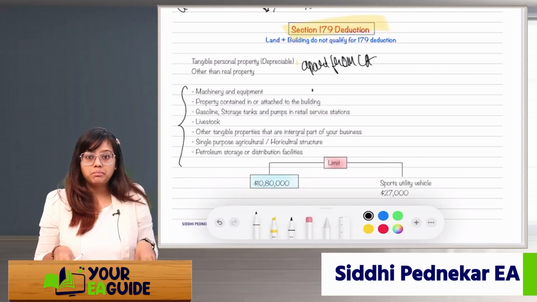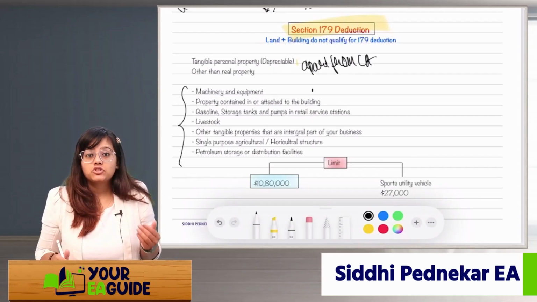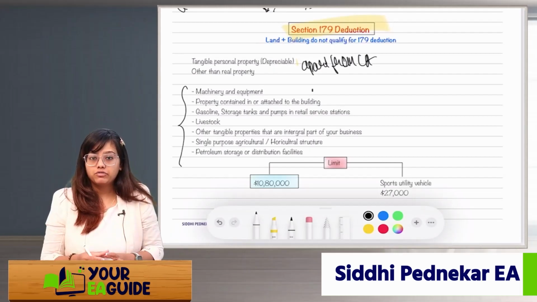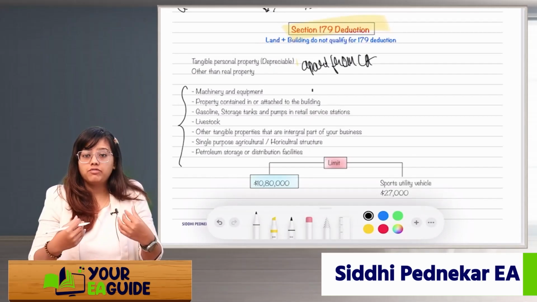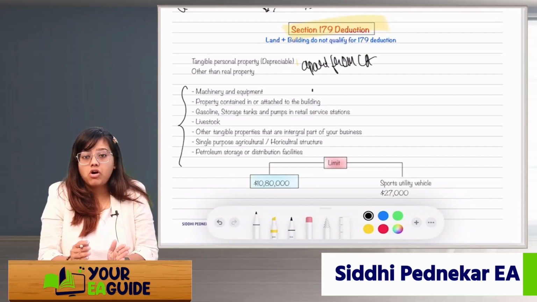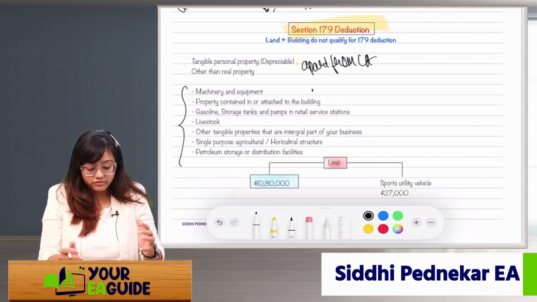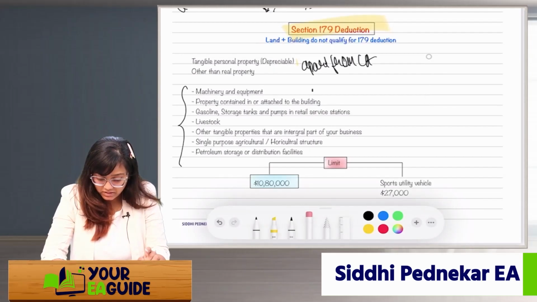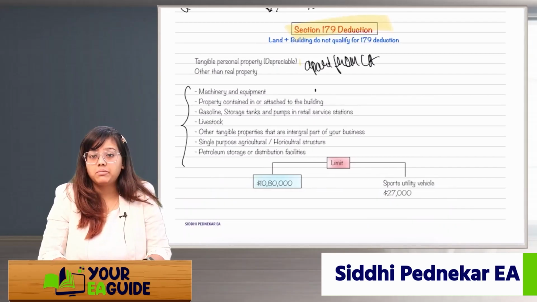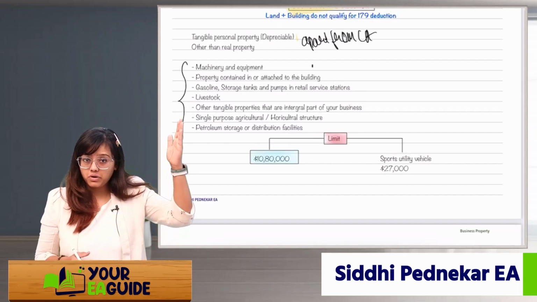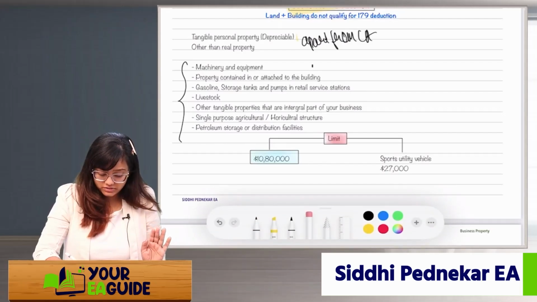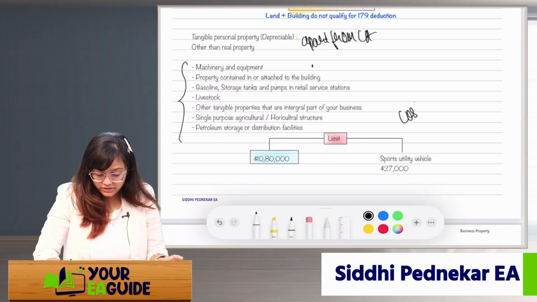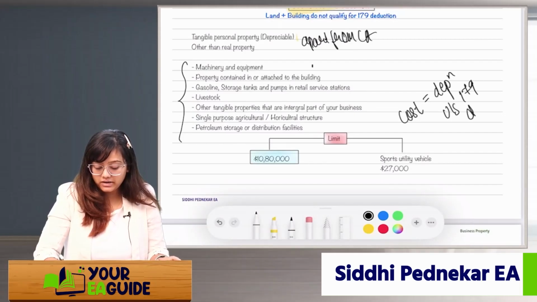Gasoline storage tanks and the pumps in retail service stations, livestock, other tangible properties that are an integral part of your business, right? That are used in your business as an integral part of your final outcome. Single purpose agriculture or horticulture structure, petroleum storage or distribution facility. These can be considered as 179 property. If you have purchased anything from these properties, then you can get a deduction straight away of your cost. Whatever is your cost, it will be considered as depreciation under the section 179 deduction.